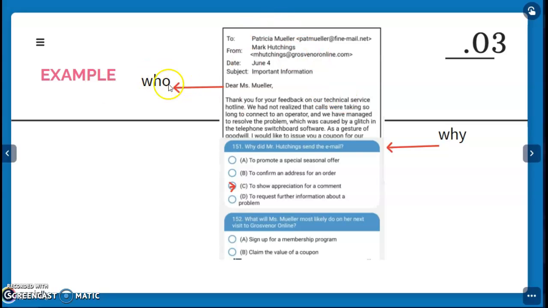For example, you have to mark who, why. You have to catch the idea on the TOEIC test, because these are important details that at the end are going to be a question like this: why did Mr. Hampton send the email? So you are going to already mark in your mind this kind of information that is going to be important to answer the question correctly.